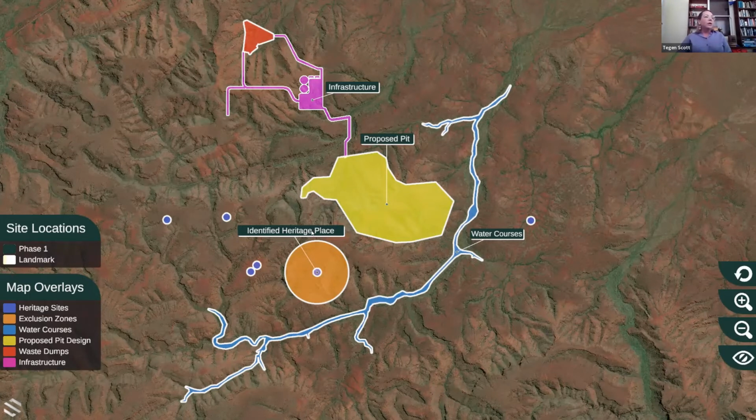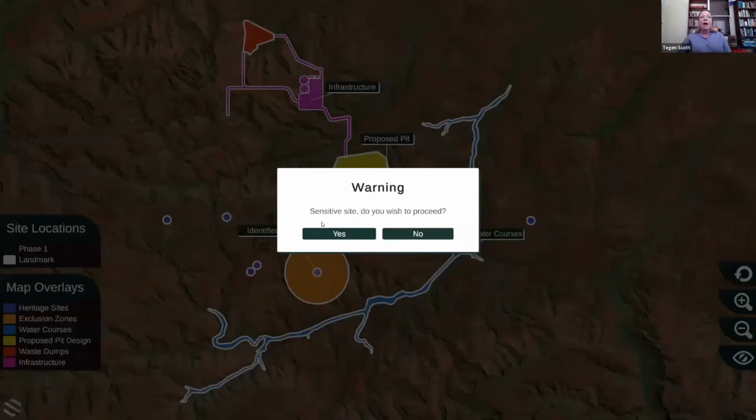So I'll just start with an example of how a heritage place might be represented in a consultation that can't be held on country. If it's a sensitive site, it would start with a warning message to protect the cultural safety of both traditional owners and also other employees who might accidentally view things that are not meant for them.